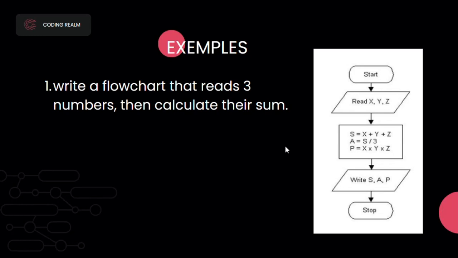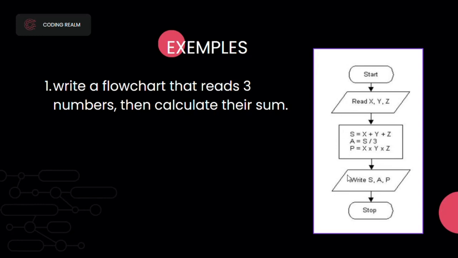Now let's see the result. First of all, the terminal start. Then read X, Y, and Z, the three numbers. It's an input. I tell the user to put three numbers X, Y, and Z. I use the parallelogram. Next step is to calculate the sum. I need to use the rectangle because it's a mathematical operation. The sum S equals X plus Y plus Z.